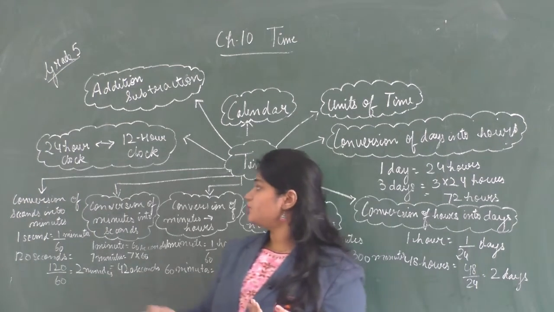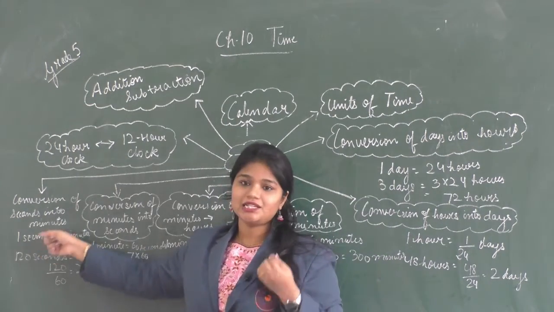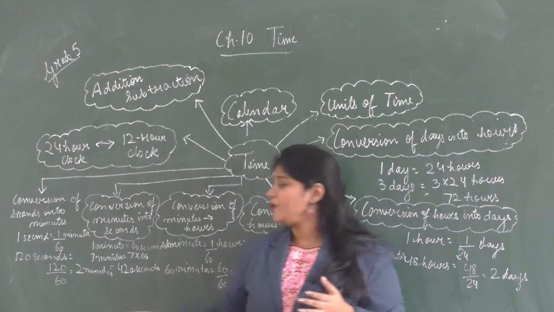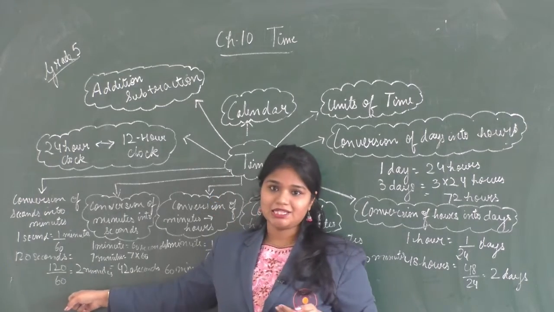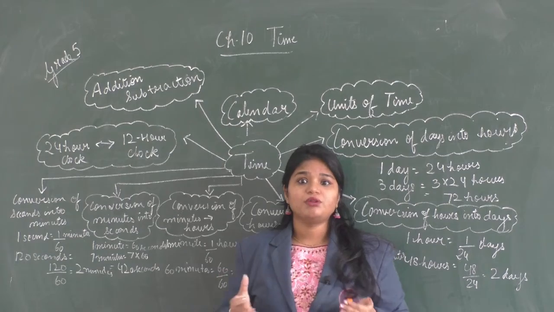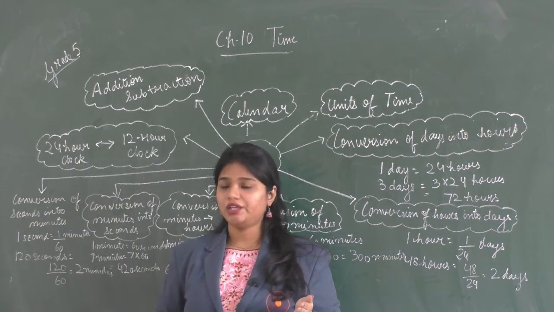Further we learned conversion of seconds into minutes. So here 1 second is equal to 1 by 60 minutes. So if I need to convert 120 seconds into minutes, I will divide 120 by 60. I get the answer 2 minutes. So this was about the conversion of the units of time into one another.